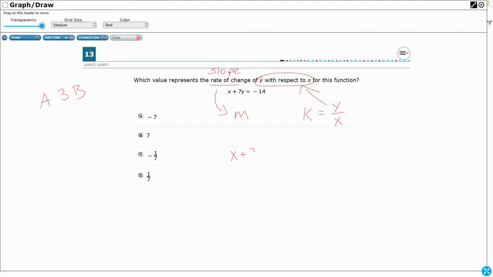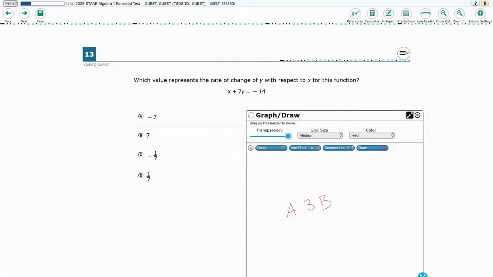Let's go ahead and solve this for y. Get this from standard form over to slope-intercept form. So I'm going to subtract x from both sides, and that's going to end up being 7y equals negative x minus 14. Divide everything by 7. So y equals negative 1/7 x, or negative x over 7, minus 14 over 7, or minus 2. So there's your slope. You might have seen negative x over 7, but even then you had to turn that into negative 1/7.